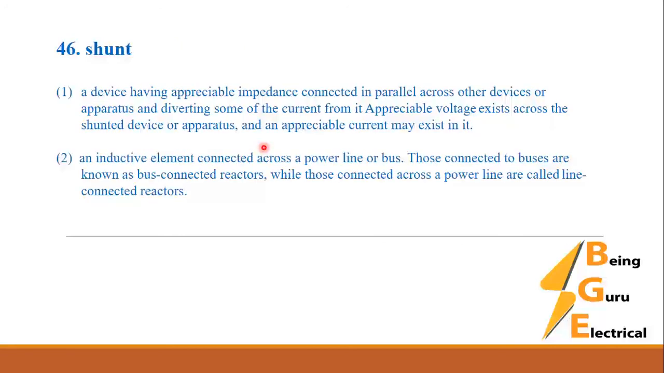Shunt. What is shunt? A shunt can be defined as a device having appreciable impedance connected in parallel across other devices. Any element having appreciable impedance connected in parallel with any other device is called shunt, or apparatus which is used for diverting some of the current from it. Appreciable voltage exists across the shunted device or apparatus, and an appreciable current may exist in it. In case of an inductive circuit, it can be defined as the inductive element connected across a power line or bus. Those connected to buses are known as bus connected reactors, while those connected across a power line are called line connected reactors. So it's called shunt.